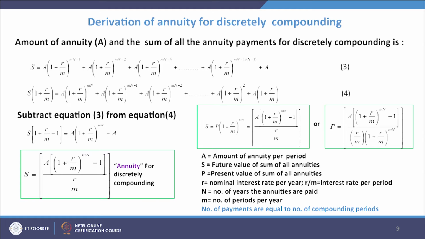A is equal to amount of annuity per period, S equal to future value of sum of all annuities, P equal to present value of sum of all annuities, R is equal to nominal interest rate per year, and R by m is equal to interest rate per period, n is number of years the annuities are paid, and m is the number of periods per year. Here also number of payments are equal to the number of compounding periods.